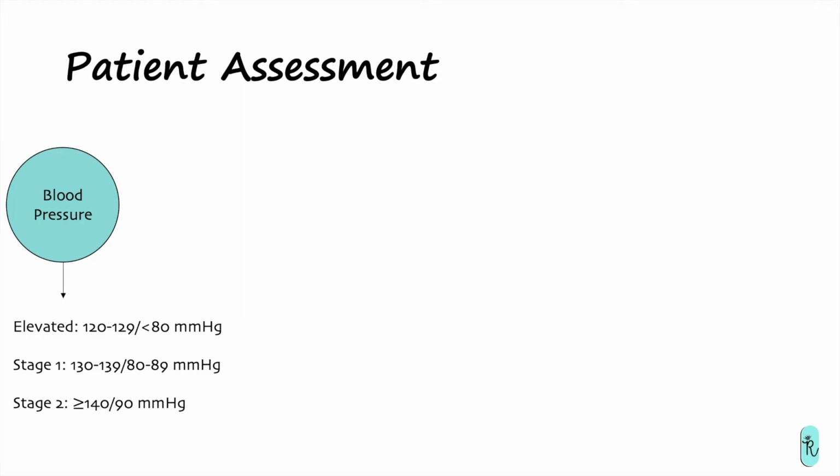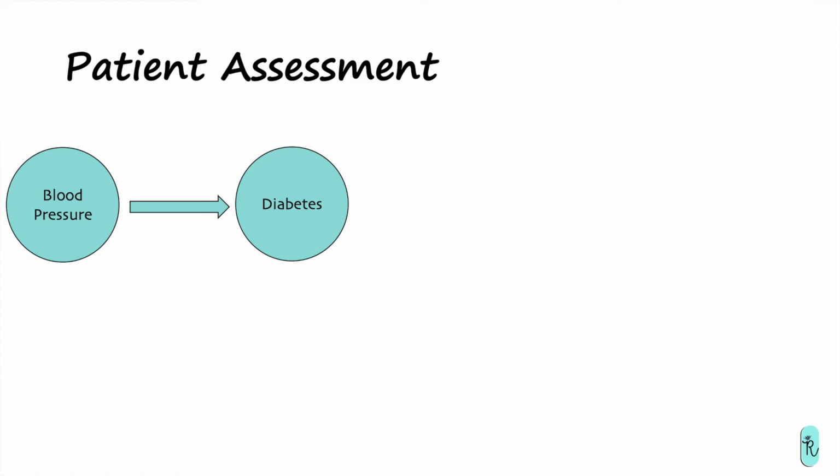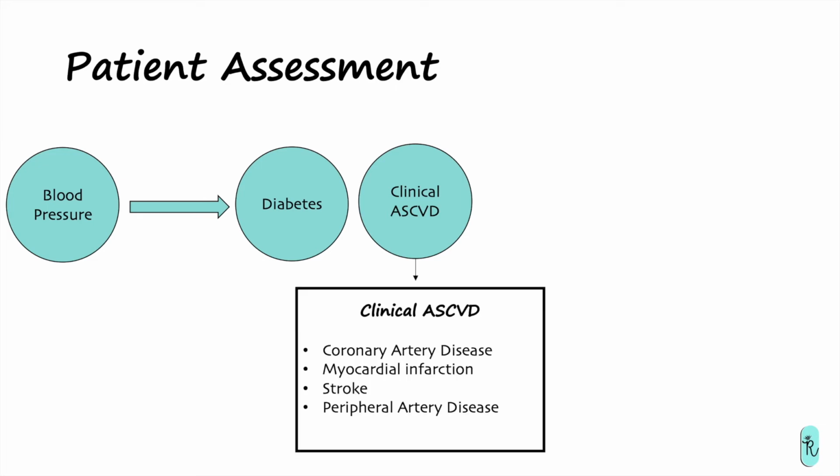Next, we want to identify any pertinent comorbidities that may warrant pharmacologic treatment for hypertension, such as diabetes, clinical ASCVD, including coronary artery disease, myocardial infarction, stroke, and peripheral artery disease, as well as chronic kidney disease. Patients with diabetes and chronic kidney disease may benefit from blood pressure control, but we are going to focus on clinical ASCVD risk in this video.